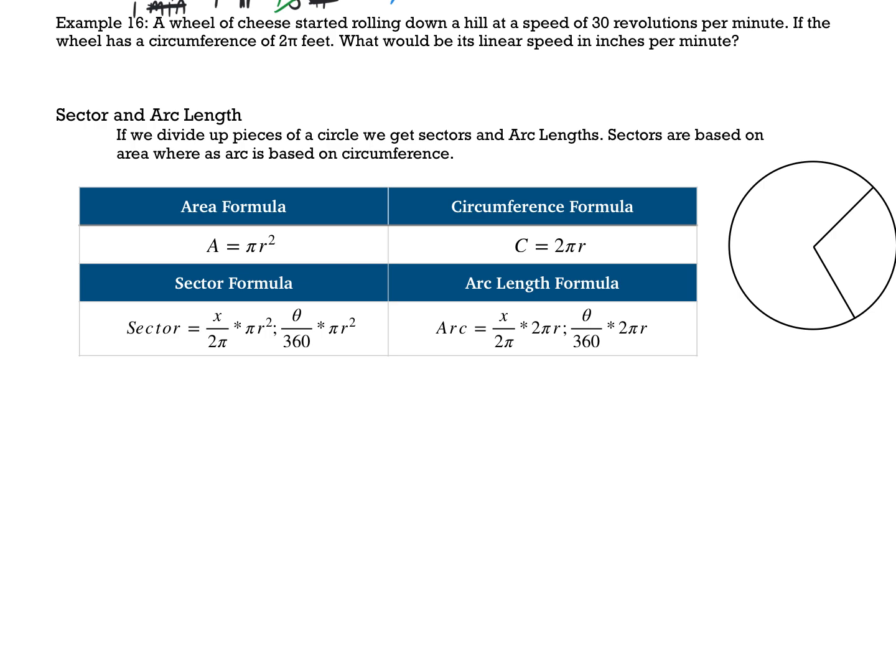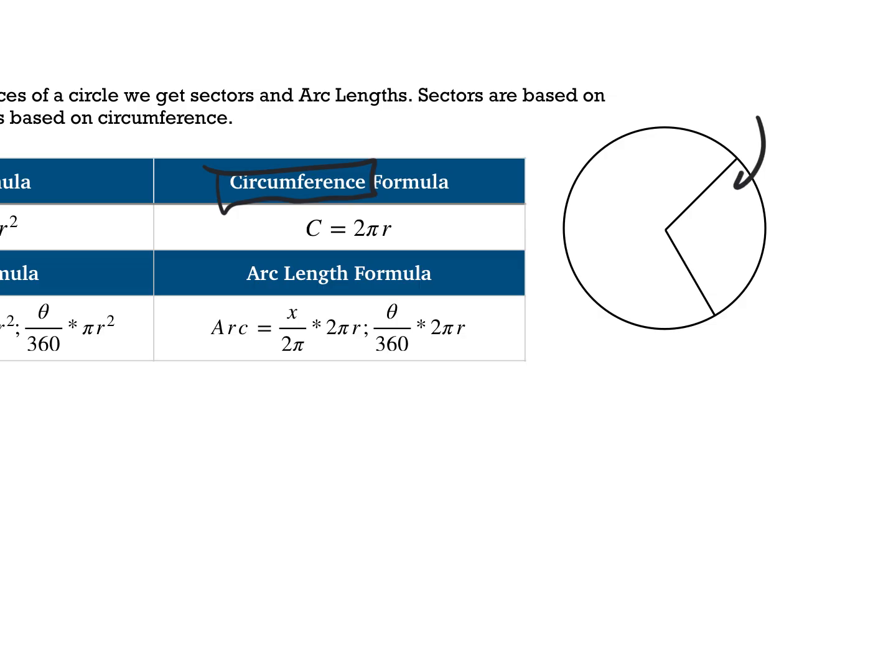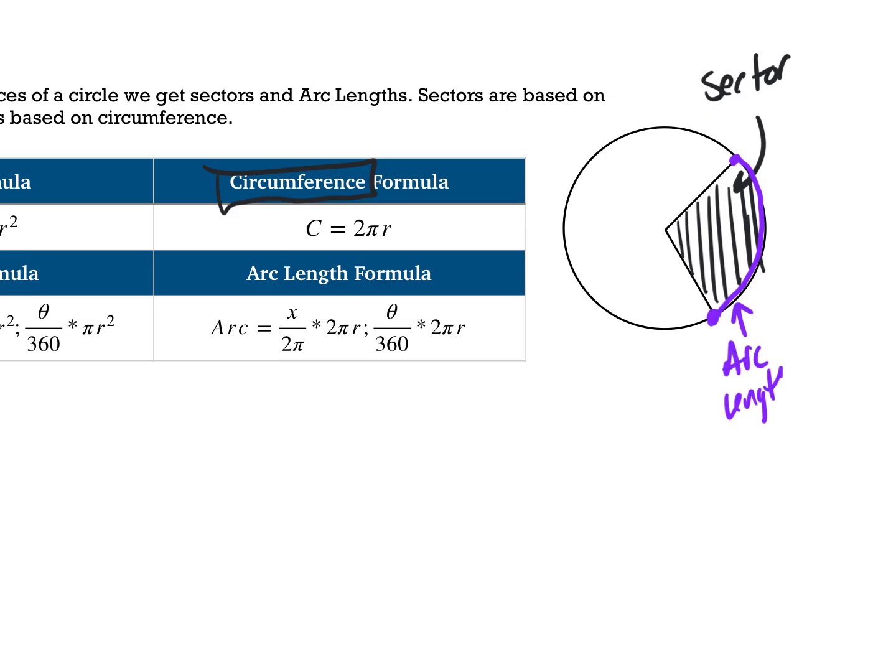So just real quick, what is sector and arc? So obviously area and circumference are pretty straightforward aspects of a circle. The sector is the area of part of a circle. So it's this region, whereas arc length would just be the part of the circumference that's around that region, okay? So that's arc length versus sector.